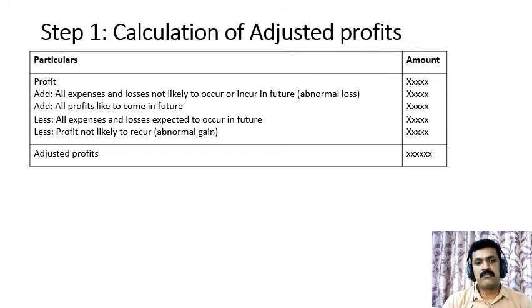That means abnormal gains. So here, whichever abnormal losses or regular profits there are, we add them. Similarly, whichever regular expenses and abnormal gains there are, we have to deduct them. And the resulting balance we will consider as adjusted profits.